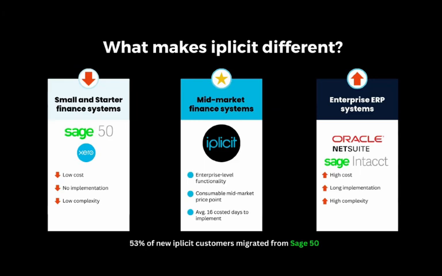But iplicit is very much targeted at a faster implementation process, easier to tailor and implement, but still has the power to grow. An interesting fact: 53% of iplicit customers last year migrated from Sage 50.